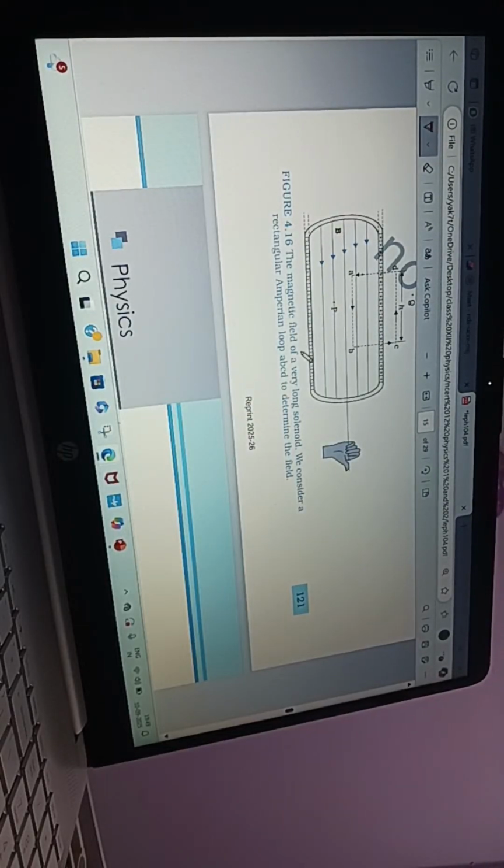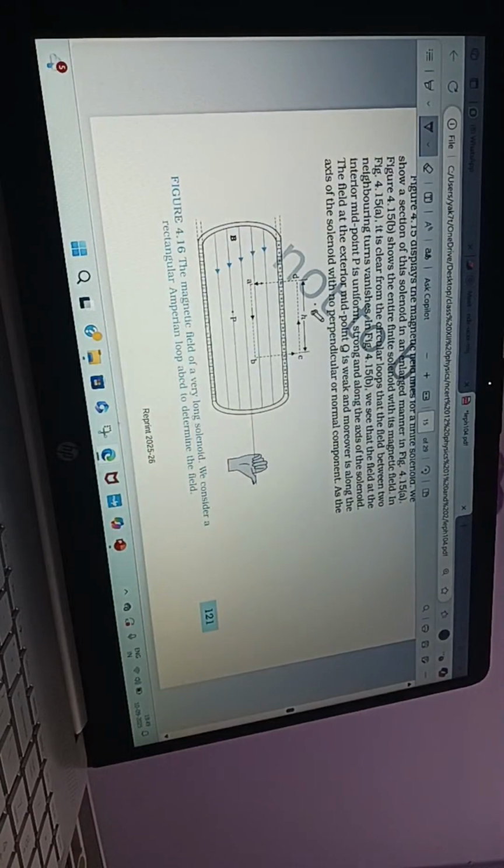So actually the magnetic field outside is 0, right? Perpendicular also it is 0. The magnetic field exists only from A to B. So A to B means you are going to apply the Ampere circuital law for that magnetic field. So B into L. How many turns are there? You have to see. N turns are there. N is equal to n into H. H is the length.